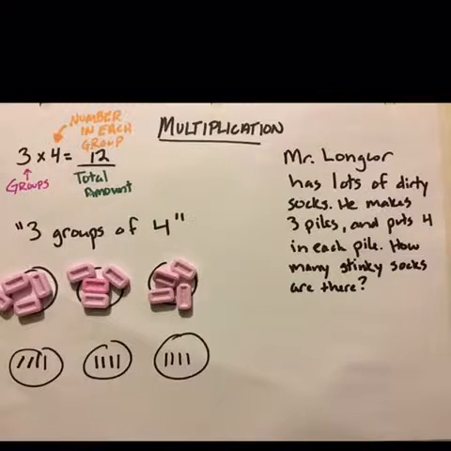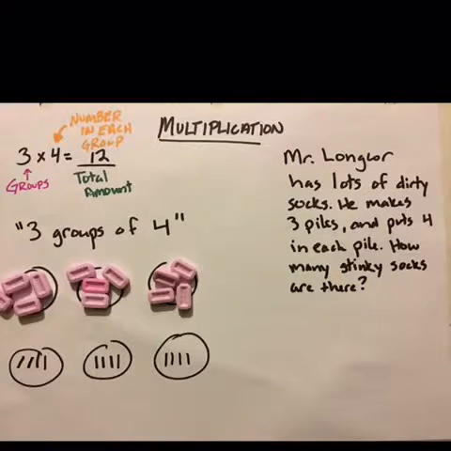Mr. Longcore has a lot of dirty socks. He makes 3 piles and puts 4 in each pile. How many stinky socks are there? Well, if I'm working through this with my kids, we'd be thinking through, what do we have? Do we know how many socks there are? No, we don't. So that's the total. We don't have the total number of socks. So already we know we're probably going to have to multiply because we don't have the total.